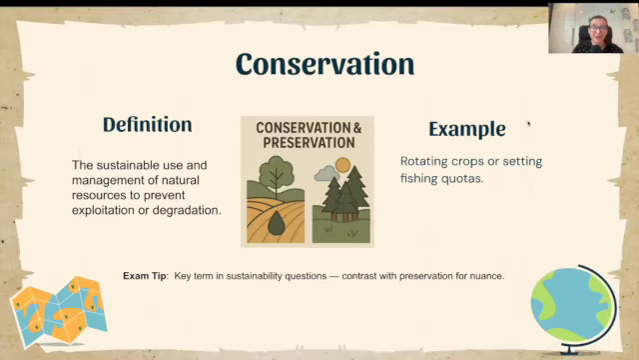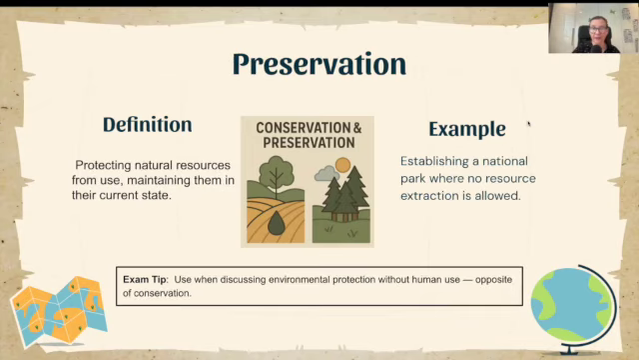Conservation. The definition is the sustainable use and management of natural resources to prevent exploitation or degradation. Example: rotating crops or setting fishing quotas. Here's an exam tip: this key term is used in sustainability questions. Contrast it with preservation for nuance.